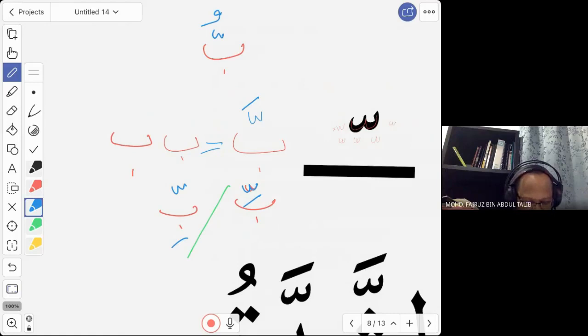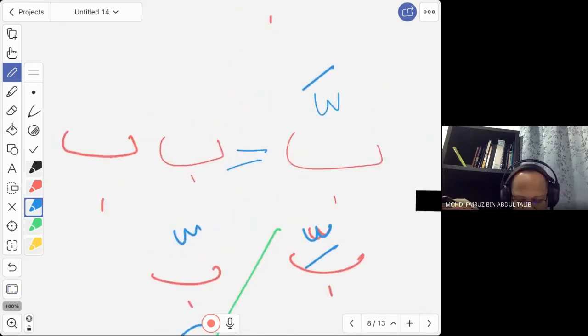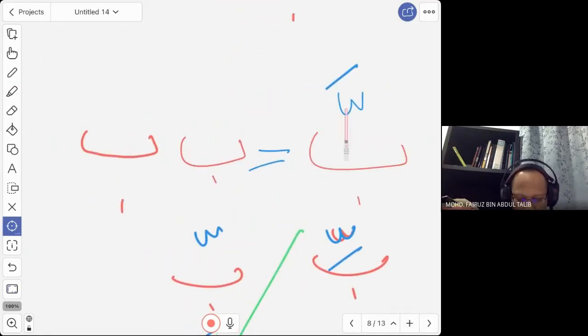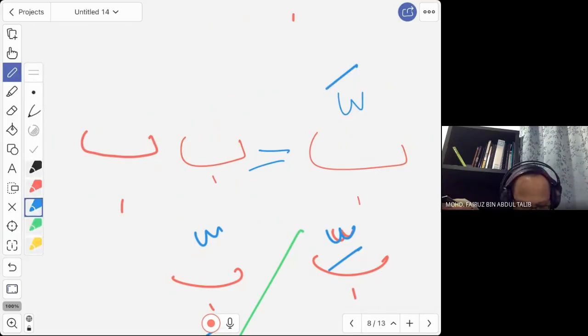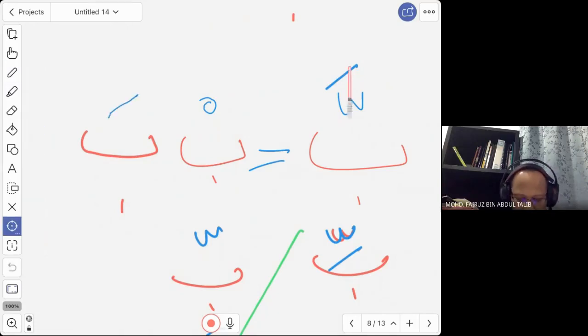Okay, so now let us look at the meaning. What does it mean if we have shaddah with a fathah? Here what it means is that the first letter is having a sukun, and the second letter is having that vowel. So if it is shaddah with fathah, it means that you have a sukun and a fathah. This is what it means by a shaddah in terms of the pronunciation.